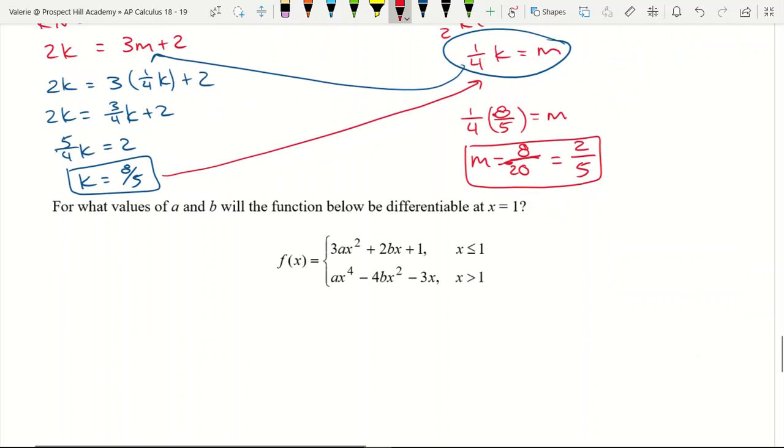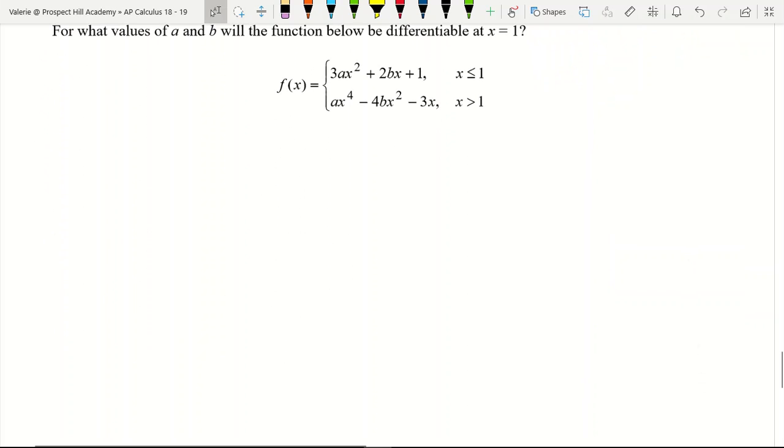Alright, so I want you to try that bottom problem on your own. For what values of a and b will the function below be differentiable at x equals 1? Try that problem out on your own and see if you can figure it out.